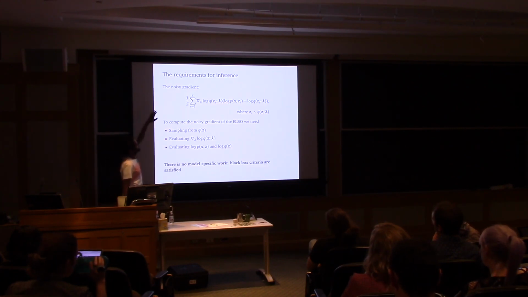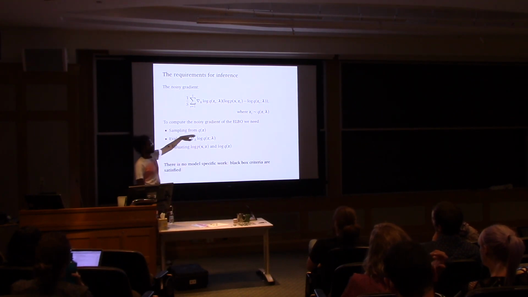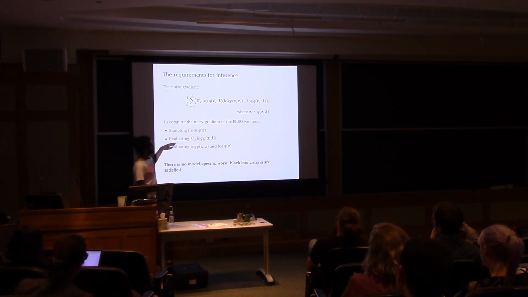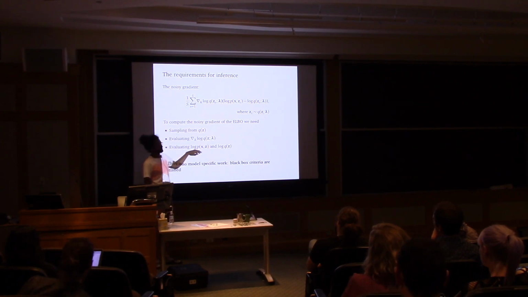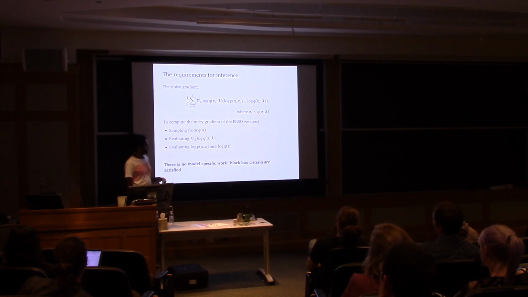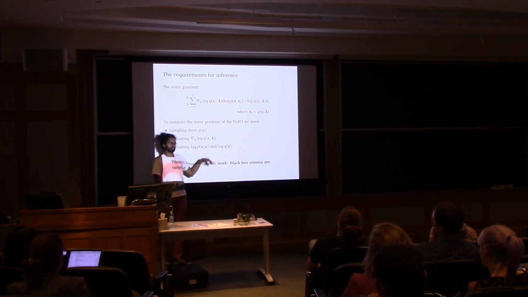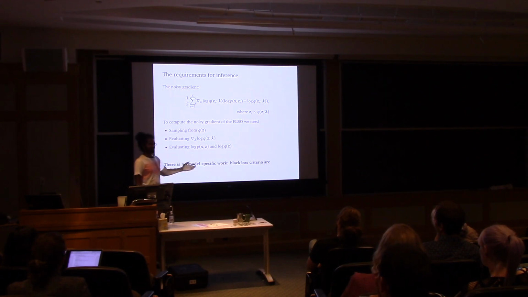And so what are the requirements for doing this? To compute the noisy gradient, we need to be able to sample from the approximation, to be able to evaluate its score function, to be able to evaluate the model, and its variational approximation. And there's no model-specific work. Our criteria for being able to just specify a model and compute something, not clear how accurate it is, at least met.